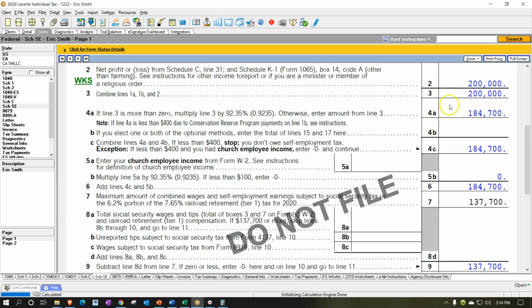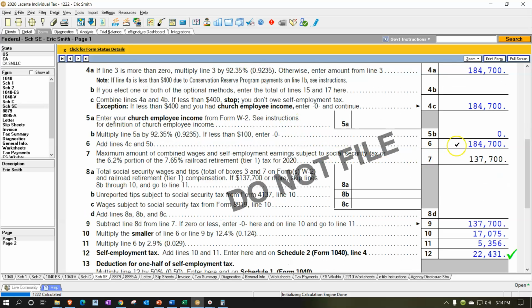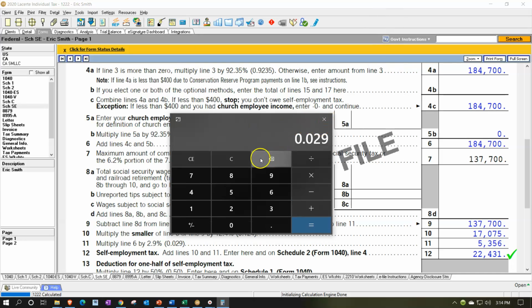Once again, it took that 200,000 times the 0.923, but then you see the cap is applied here for Social Security. So when I think about the Social Security part of this, remember the Social Security is employer portion 0.062 times 2. That would give us the 12.4%. So 12.4 times the cap now, which is the 137.7, gives us that 1775.